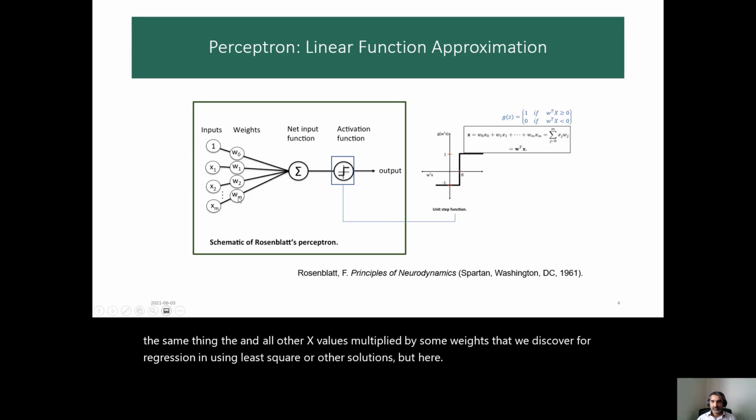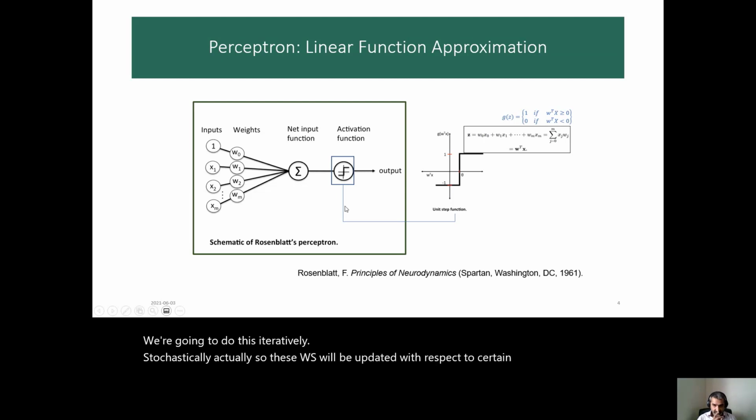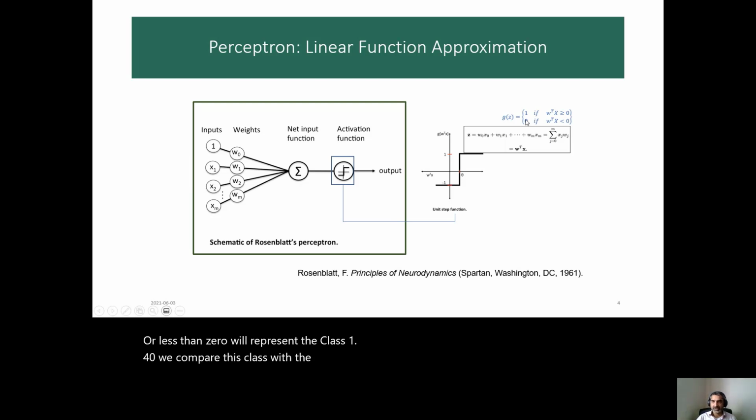But here we are going to do this iteratively, stochastically actually. So these w's will be updated with respect to a certain error. For a given example, we multiply it with the w's, and if the output is greater than 0 or less than 0, it will represent class 1 or 0. We compare this output class with the actual ground truth class, and if it's wrong, we need to do something, and that something is to change these weights.